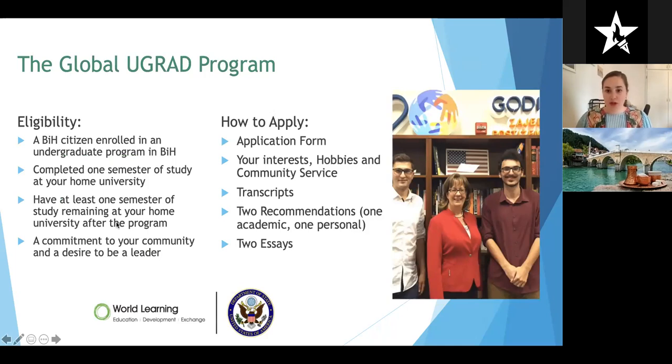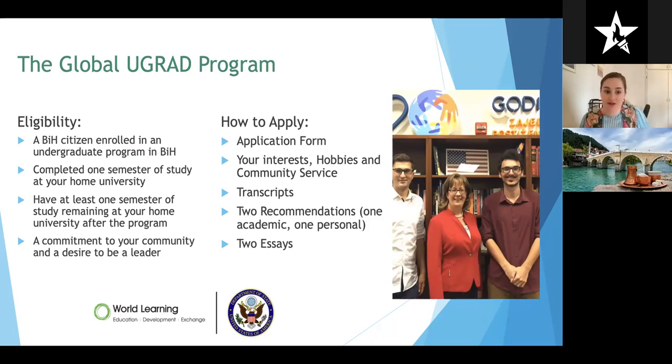So a few important things to note first is eligibility. You do have to be a citizen of Bosnia and Herzegovina enrolled in an undergraduate program here in country. I hope everyone is already meeting that first requirement. Unfortunately, if you're studying outside of Bosnia, you would not be eligible for this program.